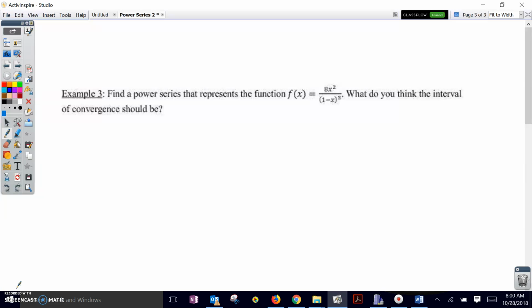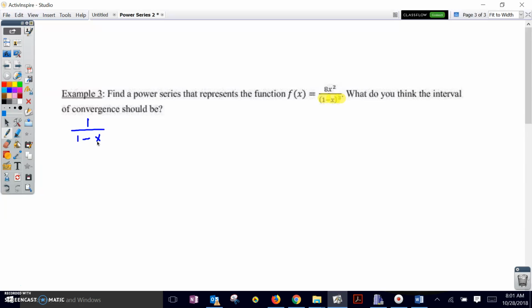Okay, so first of all, when I'm trying to decide how to get this series, I first look at the denominator. It's the quantity 1 minus x to the third, and knowing the way differentiation works, I'm going to start out with the series 1 over the quantity 1 minus x, because that's a function that when I take the derivative of it a couple of times, will end up with the quantity 1 minus x to the third in the denominator.